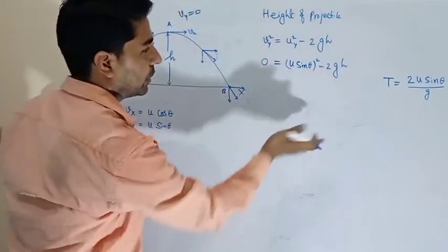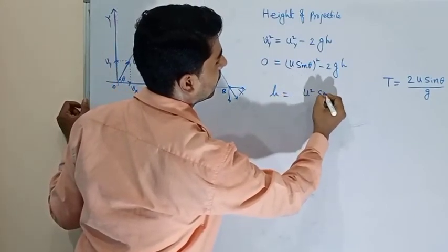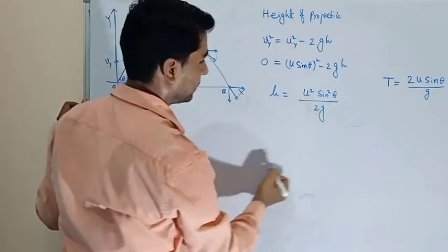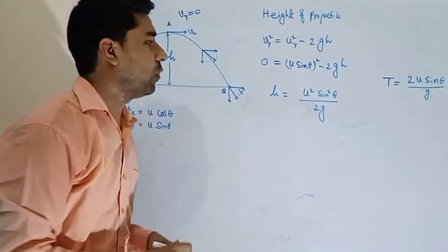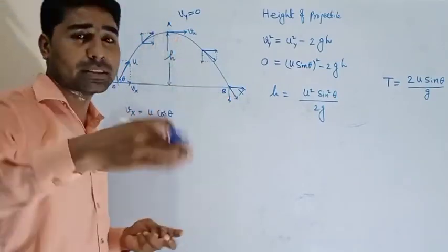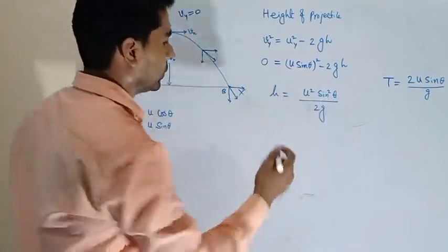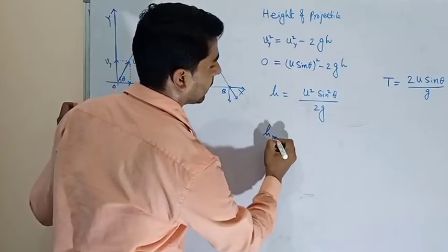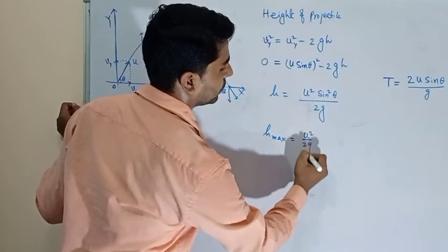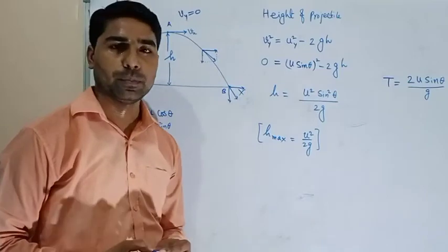We have to calculate h. So h is equal to u square sine square theta upon 2g. And what will be the maximum height, meaning up to which height it will go? The maximum value of sine theta is 1. So you can say the possible maximum value of h is u square upon 2g only. So here we have calculated the height of projectile.